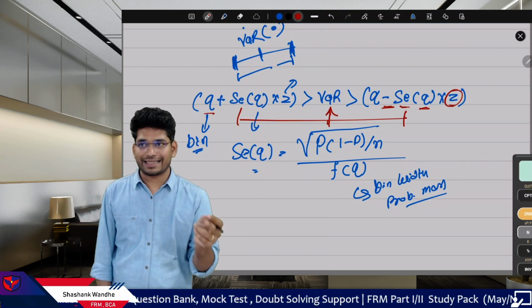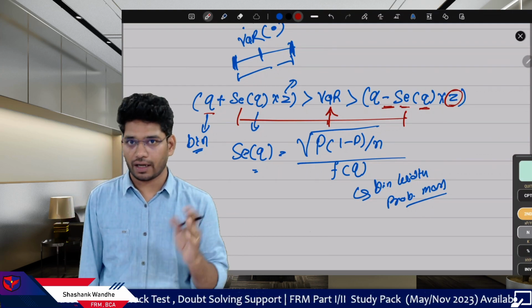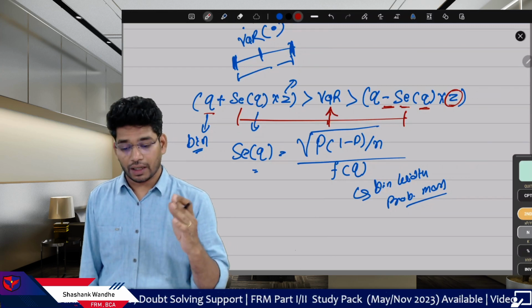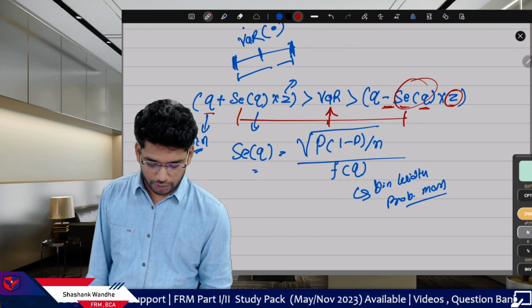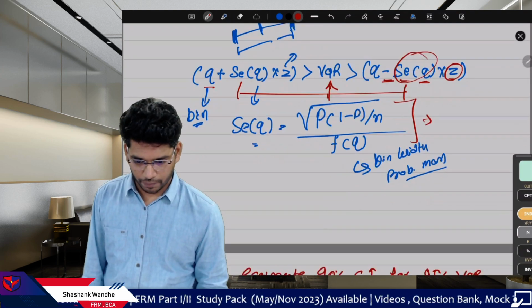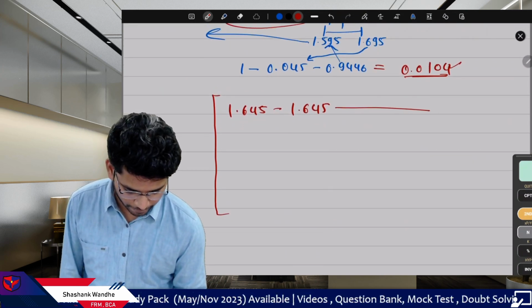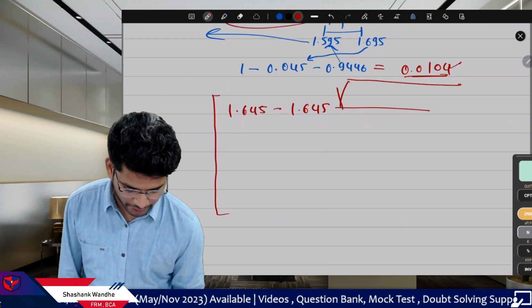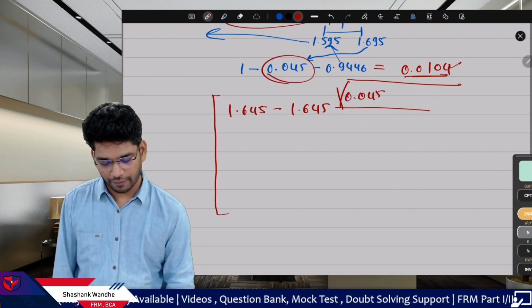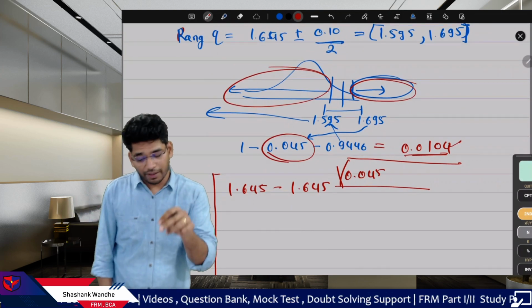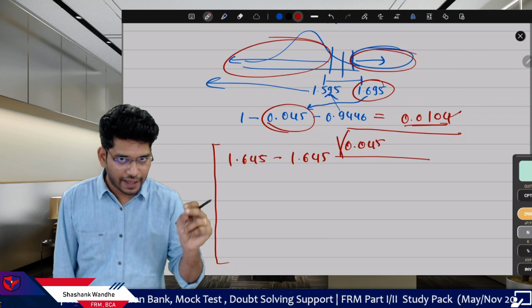Fortunately, our Q and Z are the same, right? So Q is that particular cutoff value, and Z is again our distribution value, the Z score value, and SEQ we need to calculate. So this is your SEQ. On the SEQ calculation, we have our probability 0.045. This probability is coming from here, and now how is this probability coming? See, we have this particular value 1.695.